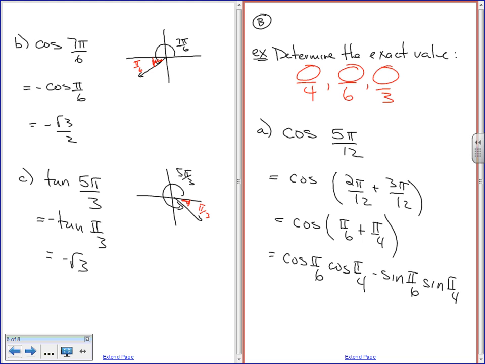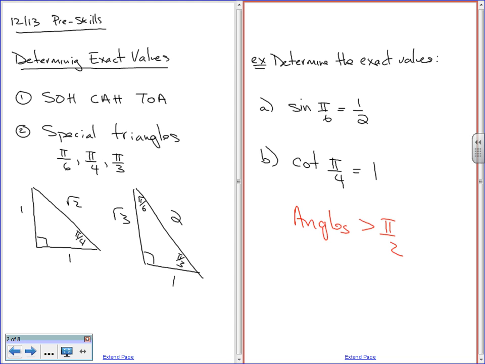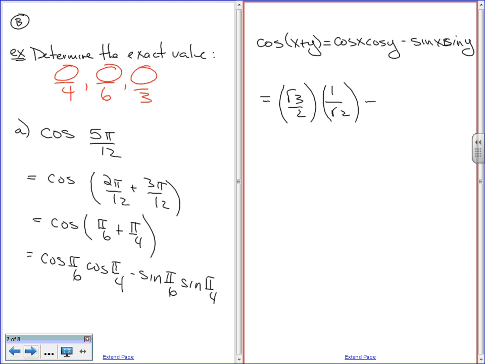the sine of pi over 6. Here's pi over 6. The sine is the opposite side over the hypotenuse, which is 1/2. And then multiplied by the sine of pi over 4. Using our special triangles, it's 1 over root 2. Now it's a matter of simplifying this.